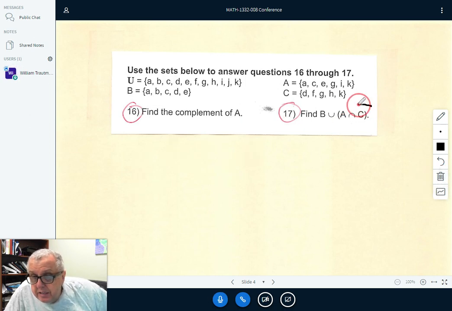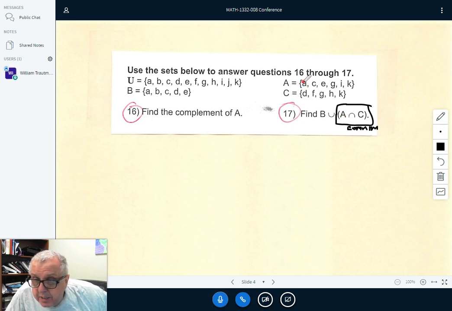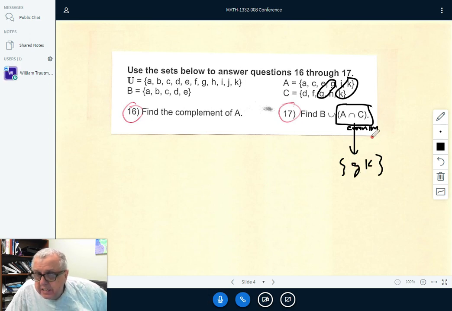So we're going to do what's in parentheses first. A intersects C. This is the intersection. What's in common with A and C? The intersection. Look in A and C. What letters are the same in A and C? G's are the same, and K's are the same. So the intersection of A and C are G and K. Do you see what's in common with A and C is G and K? So that's A and C, but we still have to union that with B.